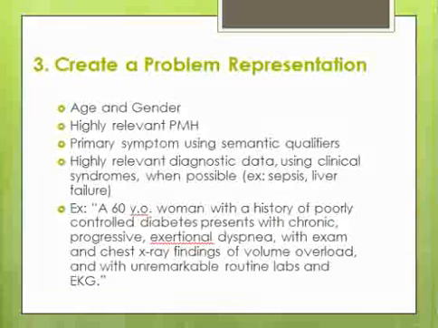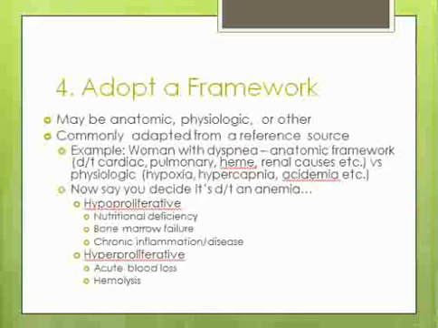A 60-year-old woman with a history of poorly controlled diabetes presents with chronic progressive exertional dyspnea with exam and chest X-ray findings of volume overload and with unremarkable routine labs and EKG. That would be your problem representation. You've summarized it all, you've taken the key findings, and you've made it into a sentence or two that probably pulls a lot from that HPI piece, so that now you can take this and start to work it up. So we're going to adopt a framework.